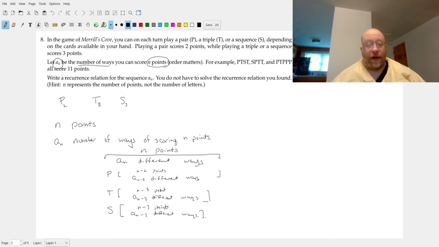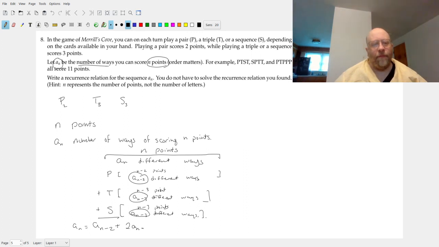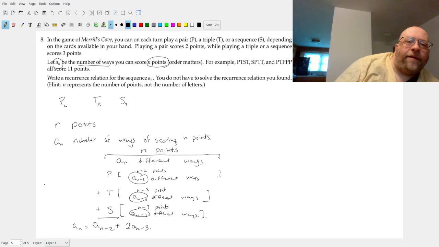Well, these are disjoint cases because they all start with a different letter. And the rule for disjoint cases is we can use the addition rule to get a total. And so A sub n breaks up into A sub n minus 2 plus 2 times A sub n minus 3. And that finishes up this problem.